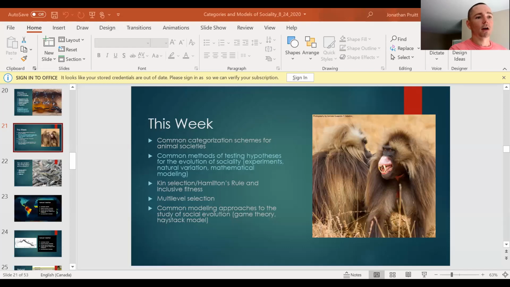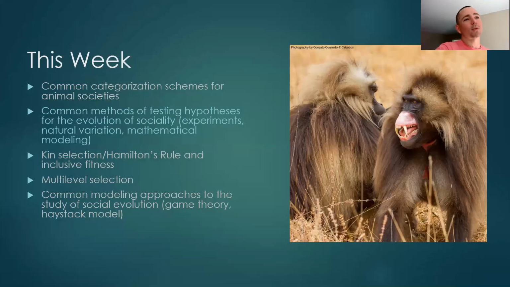So we're going to go to the second and third component of this second unit. So the second component of this lecture is about how we test hypotheses to understand the evolution of sociality. And then the next two components will be reviewing kin selection, which you guys are probably already familiar with, and then group selection, i.e. multi-level selection, which you guys are probably somewhat less familiar with.